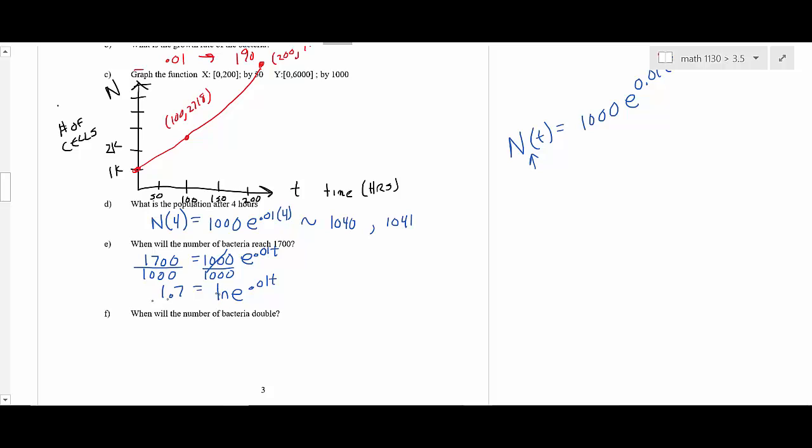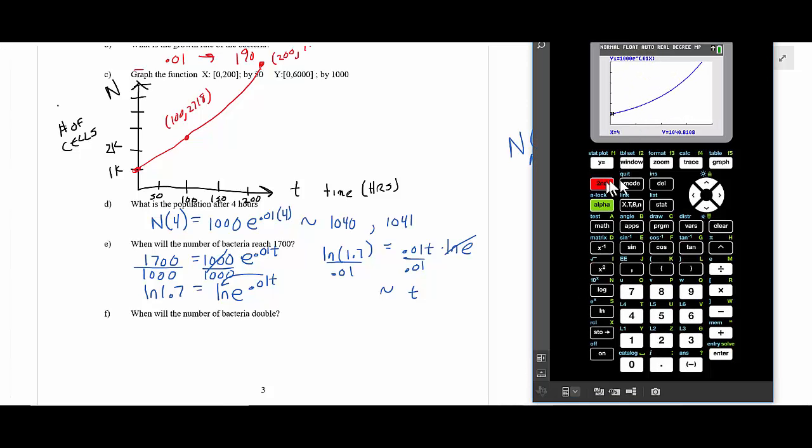Then we'll do an ln of both sides like we've been doing. So you would end up having ln of 1.7 is equal to 0.01t times ln e. And ln e is 1. So then if you just divide by 0.01, you would get approximately what that answer is. I'm going to show you another way to do this problem on your graphing calculator in just a minute. Okay, so let's see.